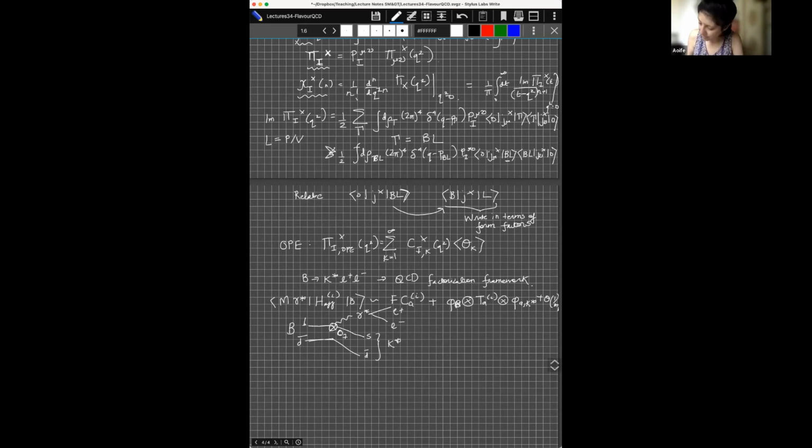Of course, there's also the contribution from O9 and O10, but that's really trivial. We don't even need to write it down because it's exactly this, O9 and O10, because it's the operator that contains the b to s and the lepton segments.